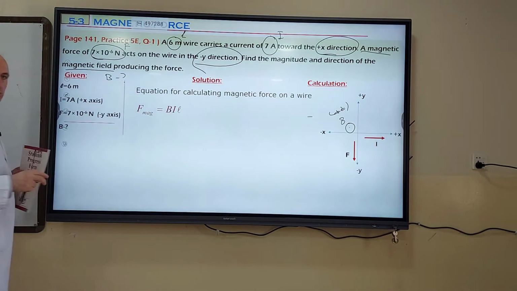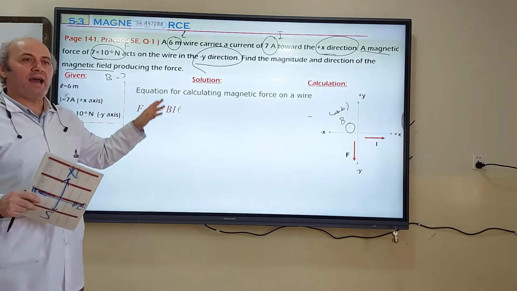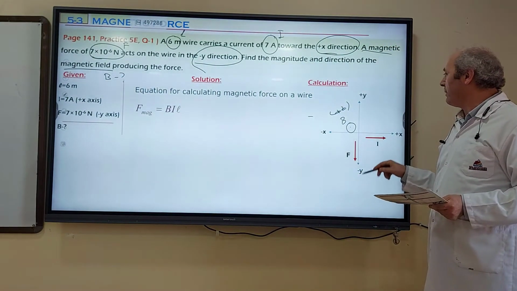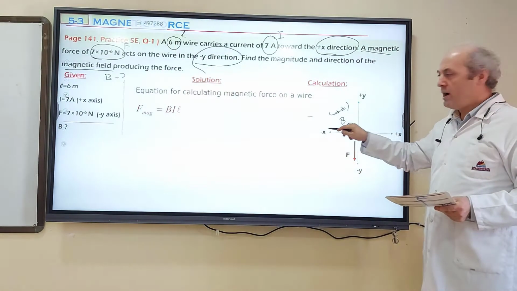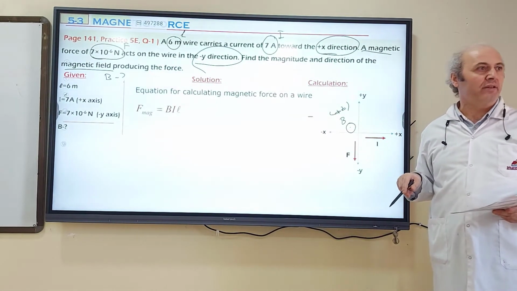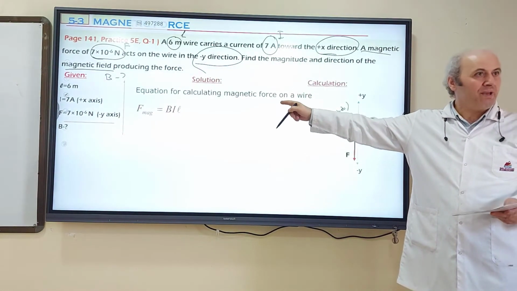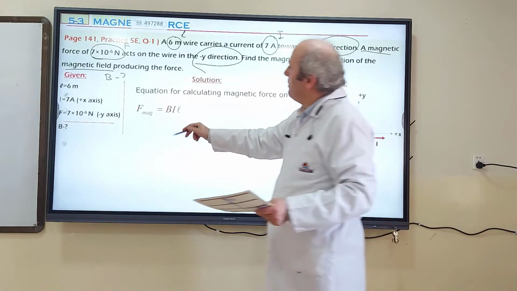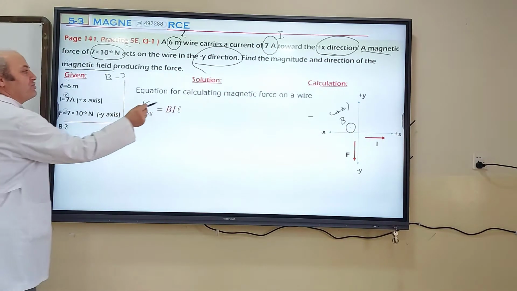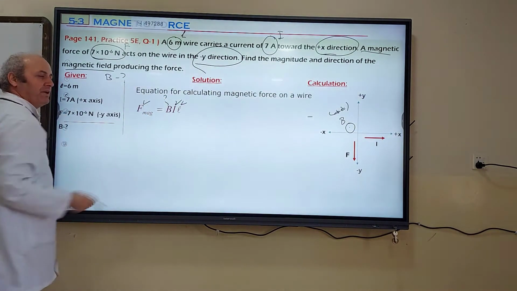Now let's calculate the magnitude. The equation for calculating the magnetic force on the wire is F = BIL. Now look at the angle between B and I. B is vertical. I is horizontal. What's the angle between a horizontal and vertical line? 90. This is why the maximum magnetic force on the wire is BIL. Okay? I know how much F is, it's given. I know how much I is, it's given. L is given. What is the question? B.